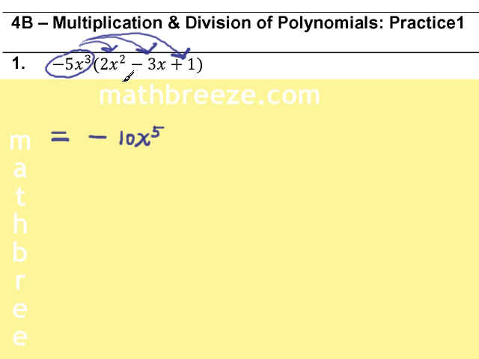Then we have minus 5x cubed minus 3x, so negative times negative is positive, positive 15 x to the 4th. And then we have minus 5x cubed.